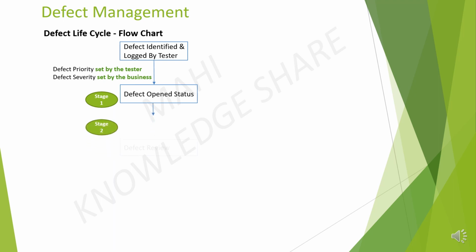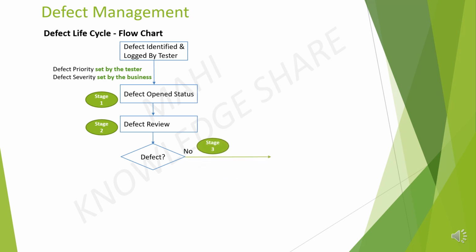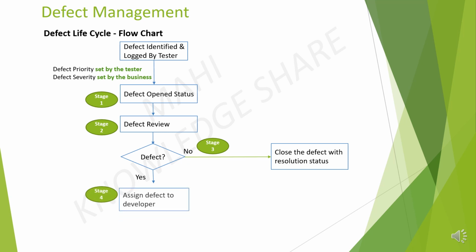Then the defect review will be done by the respective development personnel, and the development personnel will confirm whether it is a defect or not. If it is not a defect, then close the defect with appropriate reason. If it is a defect, then assign the defect to a developer.